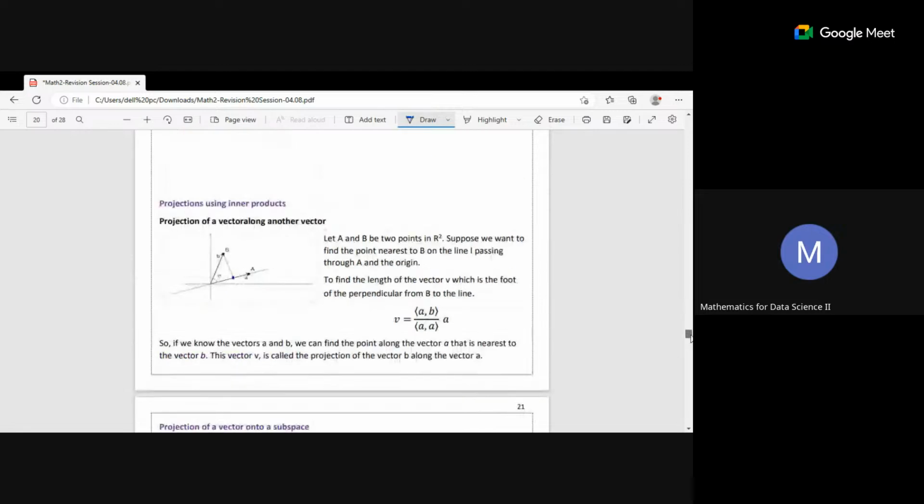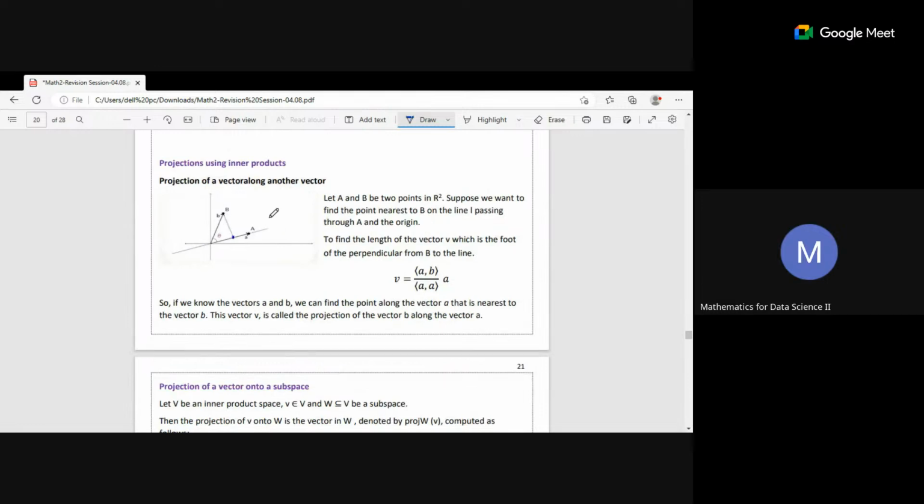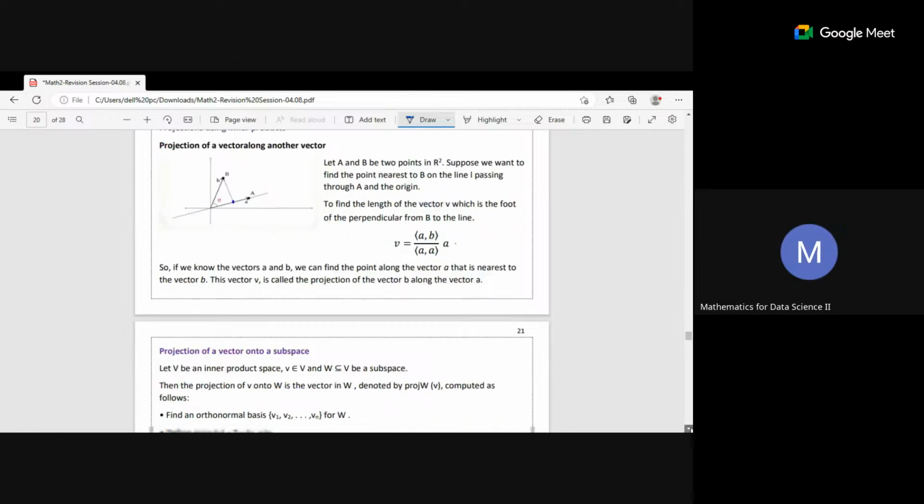Okay, so we will look at projection first of all. So what is projection? You know that if you have two vectors A and B, and B is projected along the vector A, then it is inner product A comma B by inner product A comma A into A. We did the derivation in our lecture, so please refer to that for this derivation.